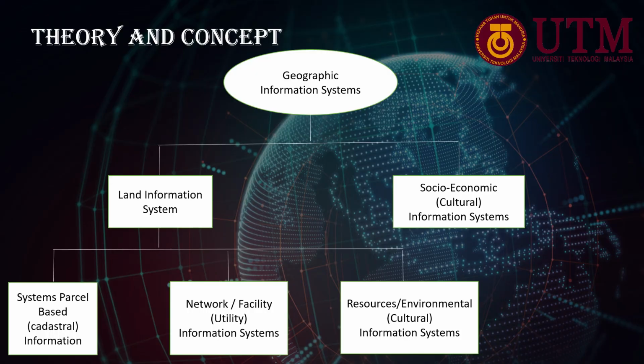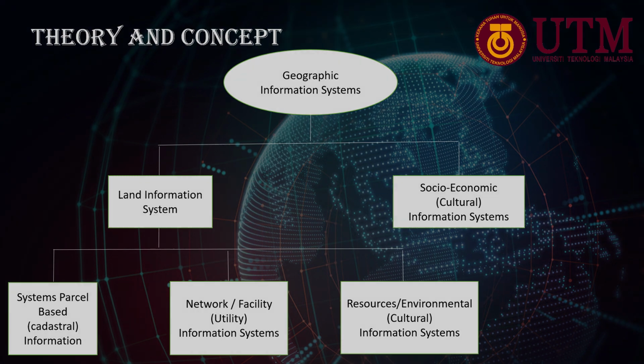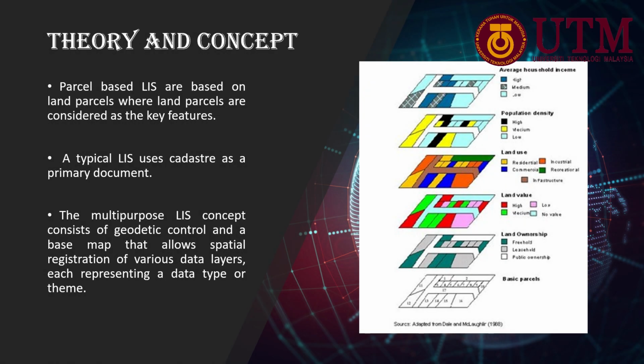So under geographic information systems, we have two information systems, which are land information system and socioeconomic information system. Land information system can be divided into three systems, which are parcel-based information system, network facility information system, and resources or environmental information system. So what is the concept of LIS?